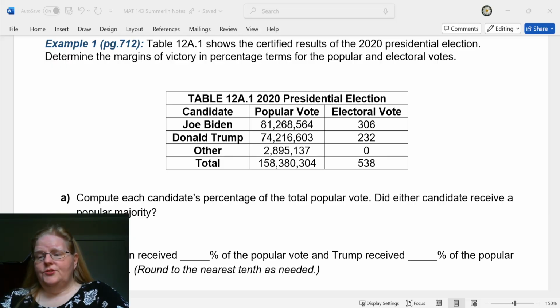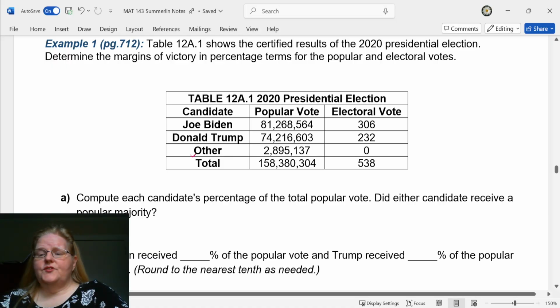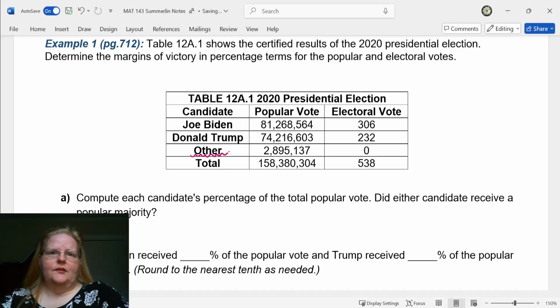So what you need to understand about popular votes is that there are other votes in it. There's always some other votes in there. Anybody can run for president and get on the ticket. Even if you don't get on the ticket, you can get written in. You can write your own self in. So when you're handed the ballot, there is a space for you to write in whoever you want. So there are plenty of people that write in all sorts of characters.